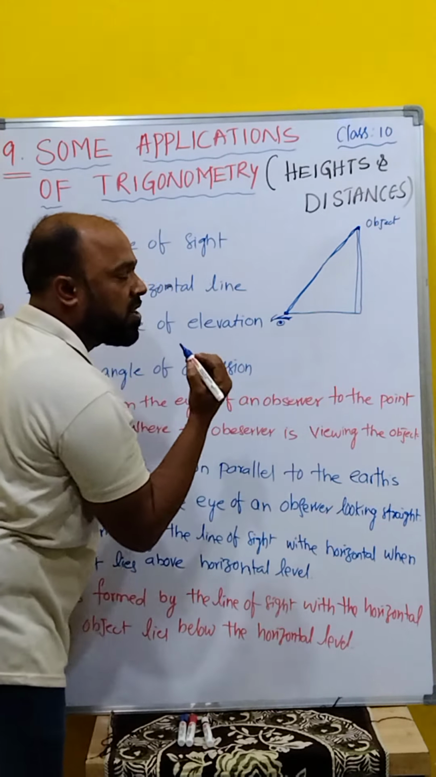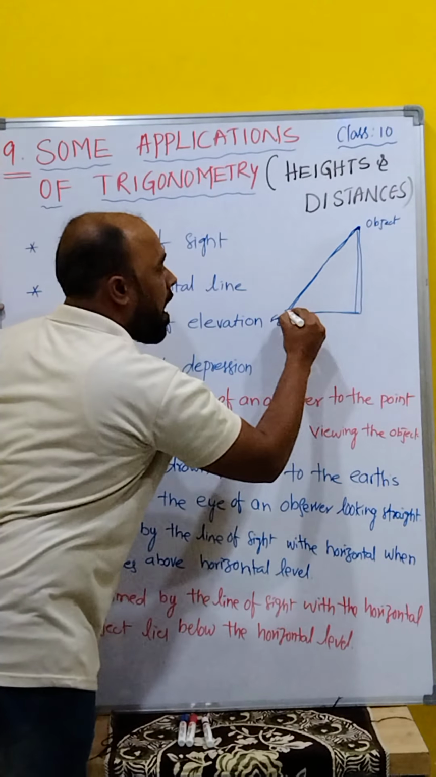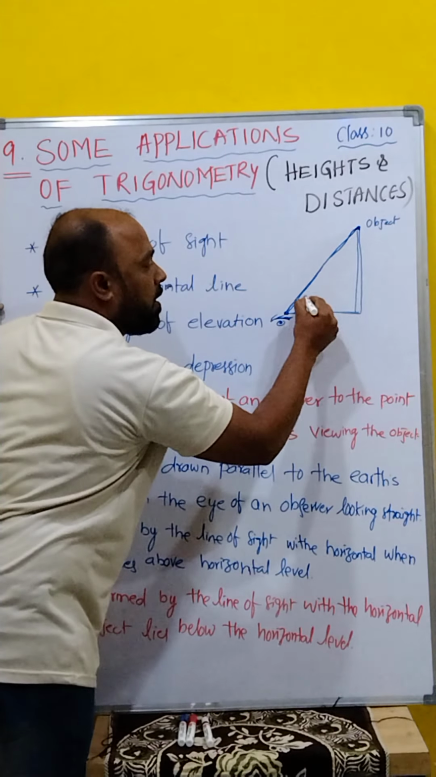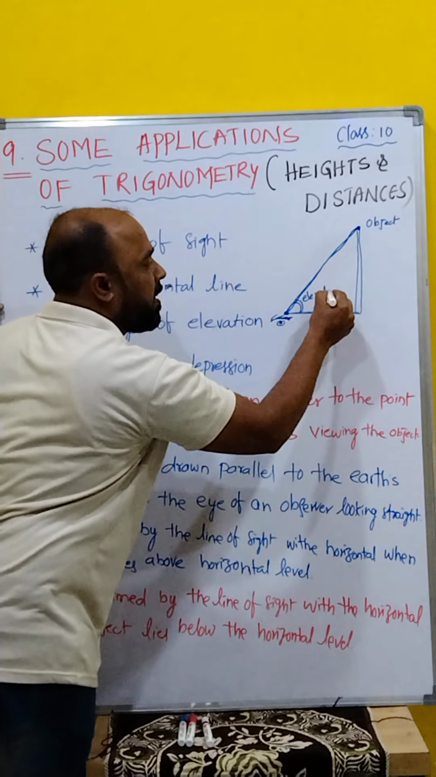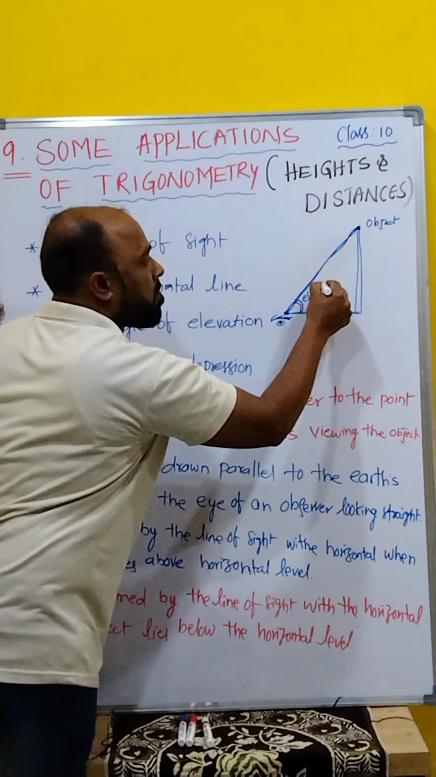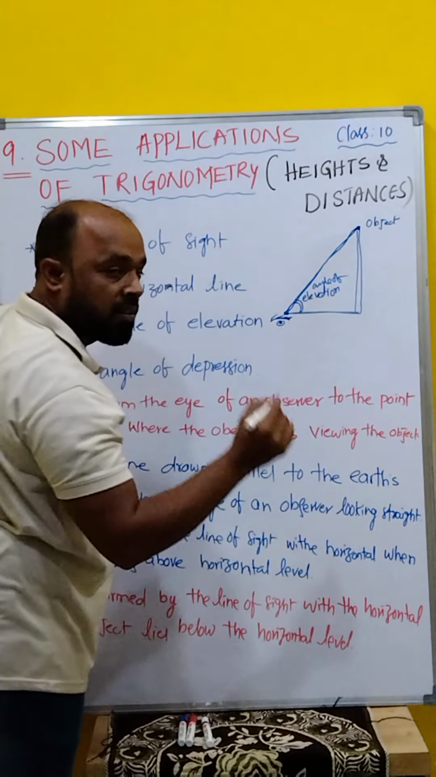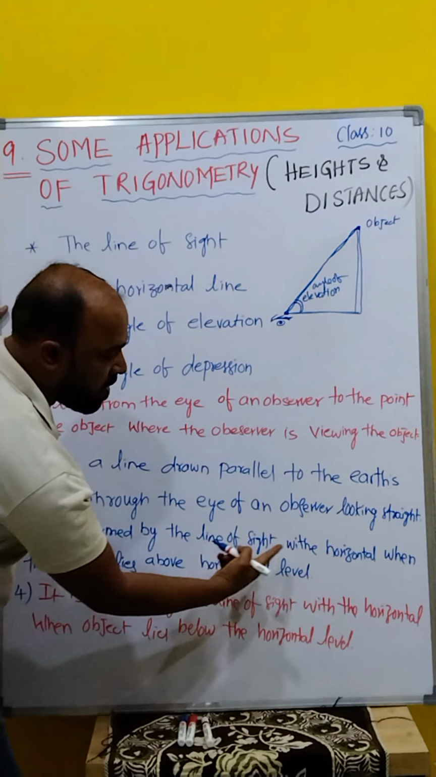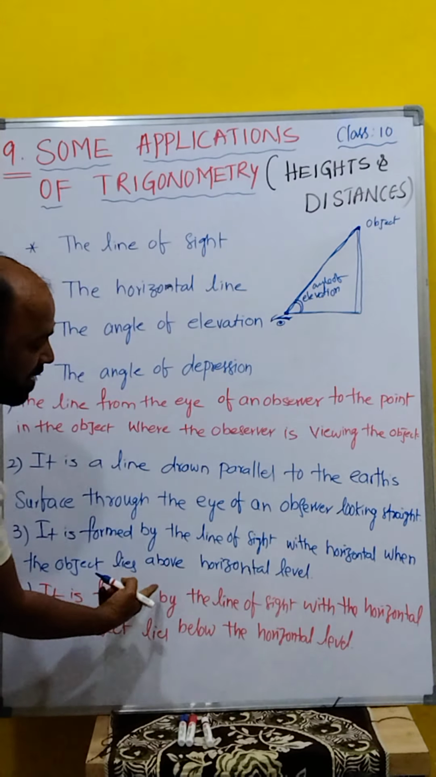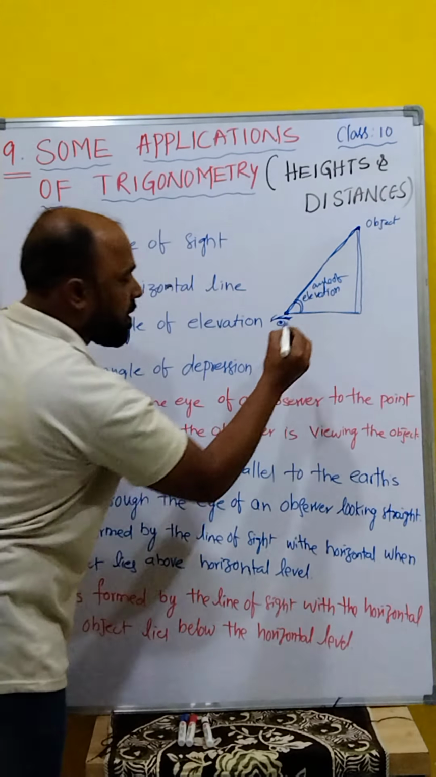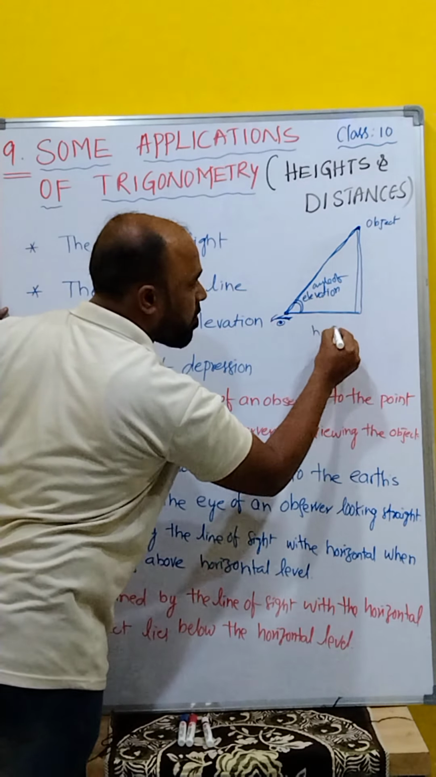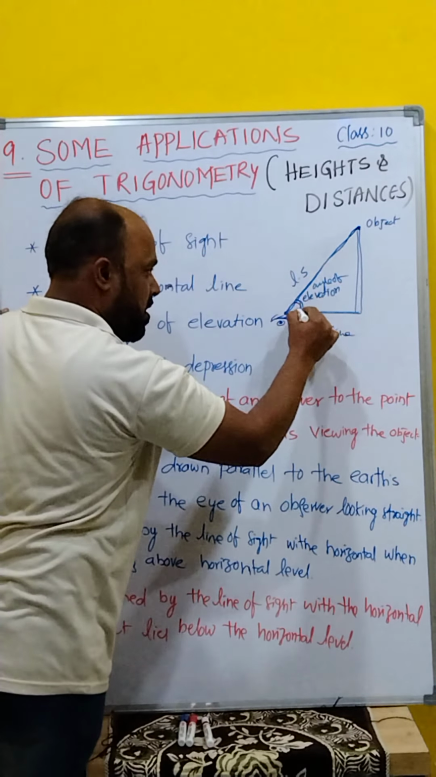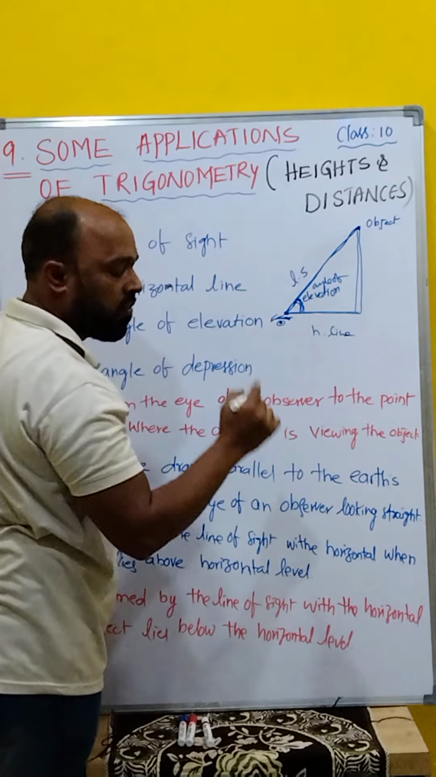Where is the angle of elevation? Between the horizontal and the line of sight. This is the angle of elevation. What is here? Angle of elevation. Clear, children? What is the condition again also? It is formed by the line of sight with the horizontal when the object lies above the horizontal level. Yes, this is a horizontal line and here the line of sight. Between these two is the angle of elevation.